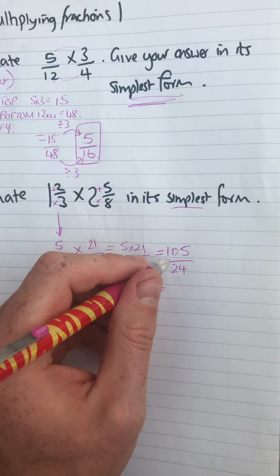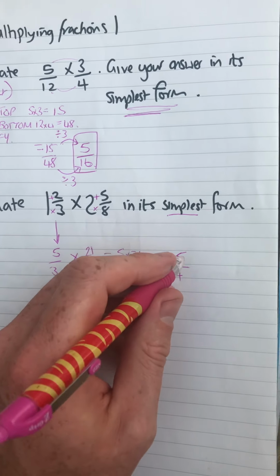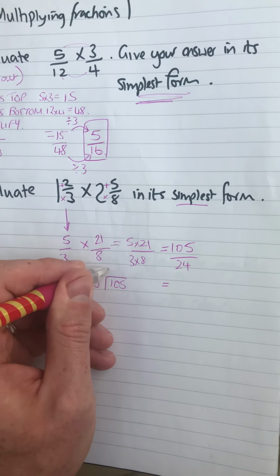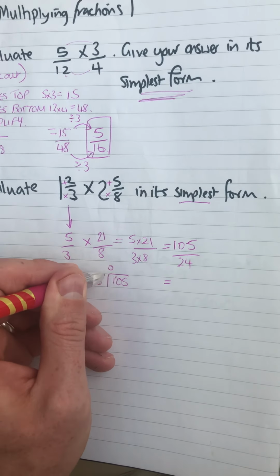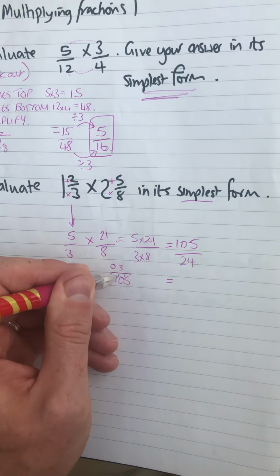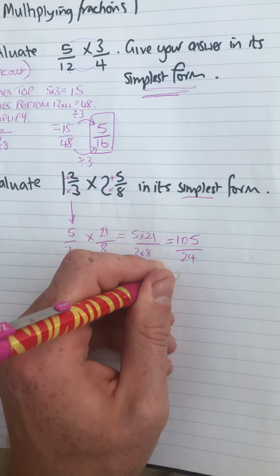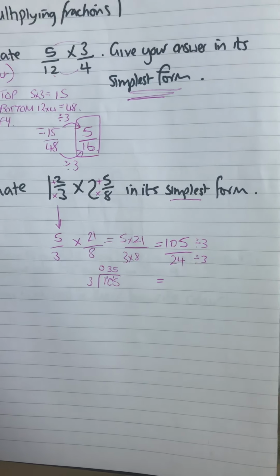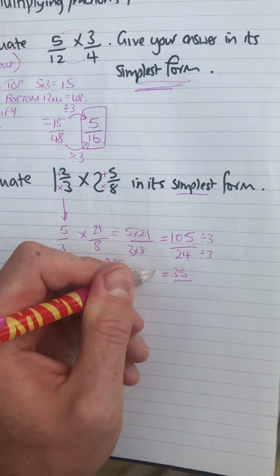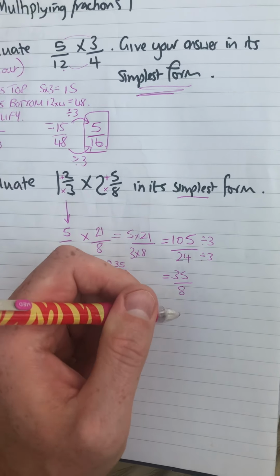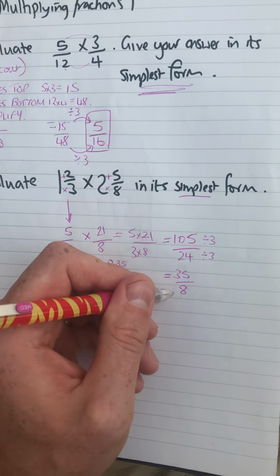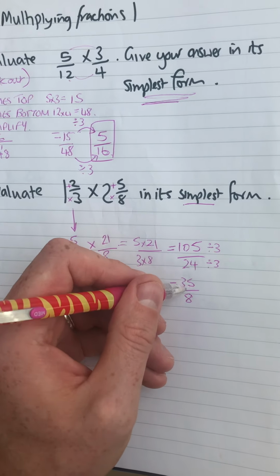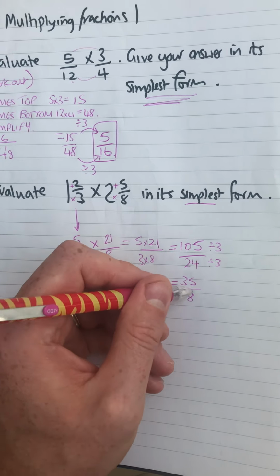So does 3 go into 105? 2 doesn't because it's an odd number. Does 3 go into 105? 3 goes into 1, doesn't go. Into 10 goes 3 times, 1 left over. 3 into 15 goes 5. So we could divide by 3, top and bottom. That makes 35 over 24 divided by 3 is 8. Right, can anything else go in? So 2 doesn't go in, 3 doesn't go in, 5 doesn't go into both. That's a multiple of 7 but won't go into there.